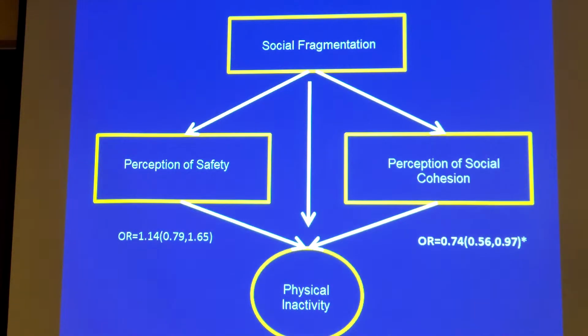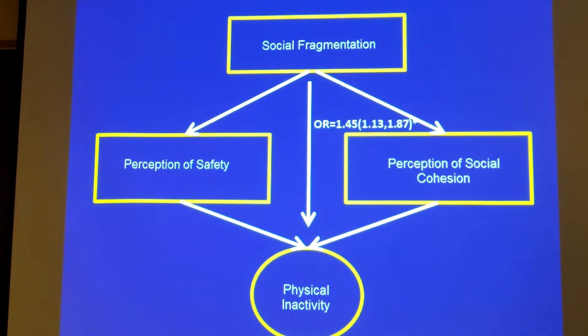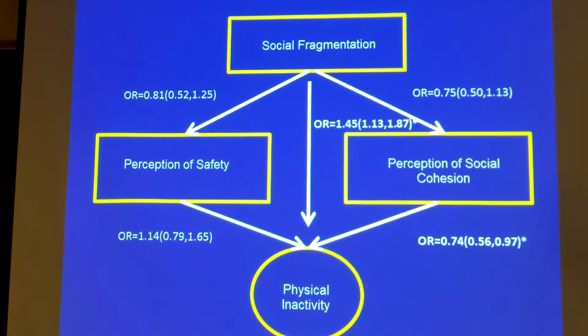However, those who felt that they were in a highly socially cohesive neighborhood were less likely to be physically inactive, which is what we would expect as well. And again, those who live in highly socially fragmented neighborhoods are 1.5 times more likely to be physically inactive. When you put them all together, you still get the same result. So there's no indication of mediation.